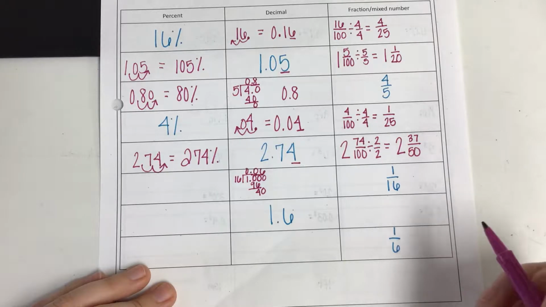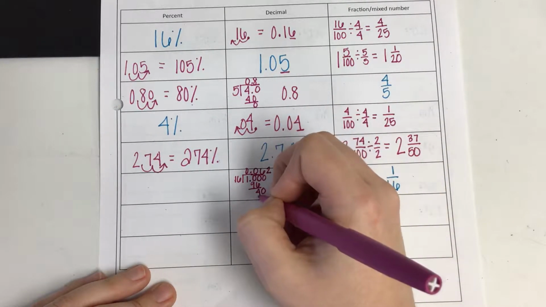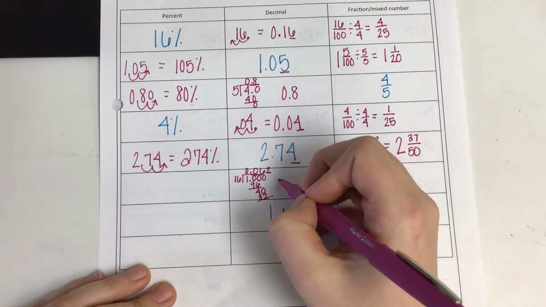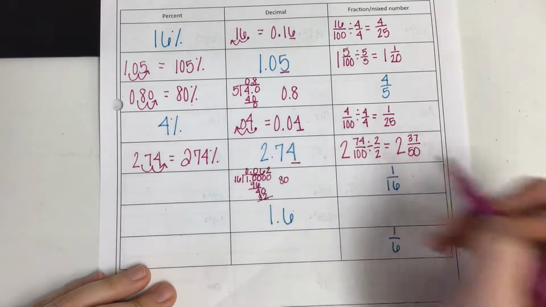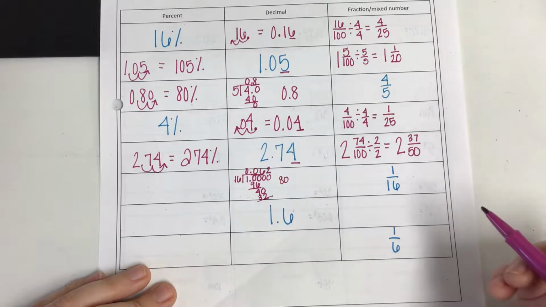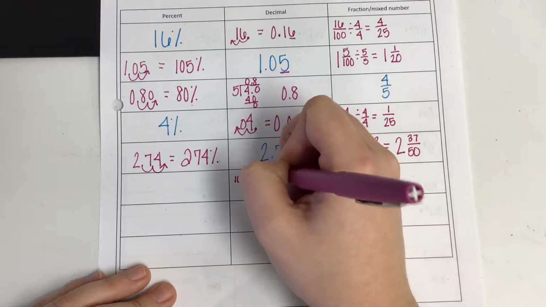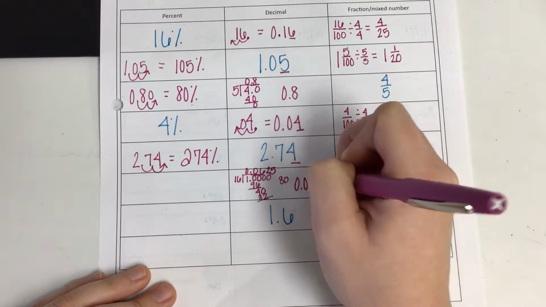16 goes into 40 twice. 2 times 16 is 32. So that leaves me with 8. I have to have another 0. 16 goes into 80 exactly 5 times. So our decimal is going to be 0.0625.